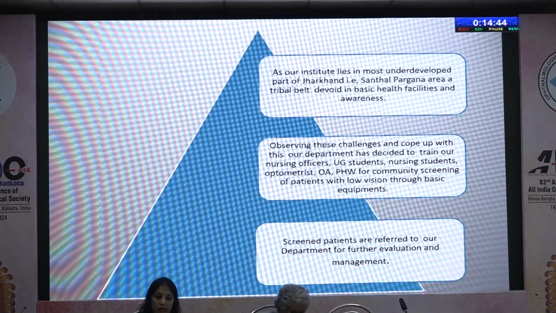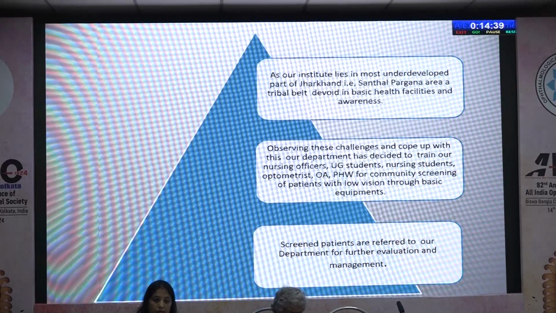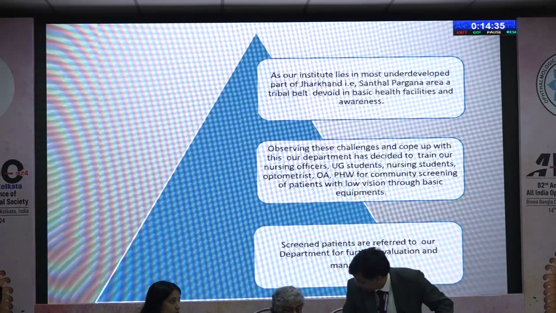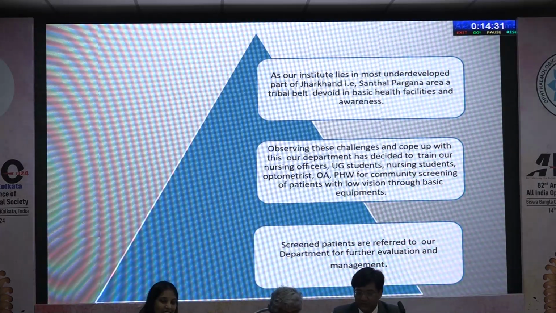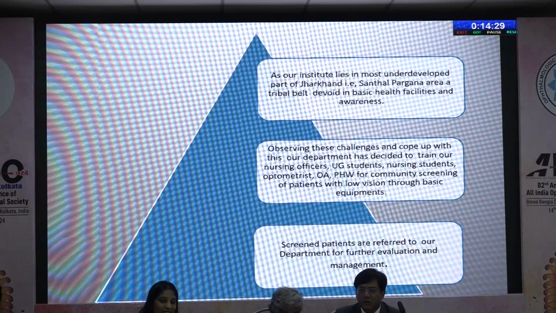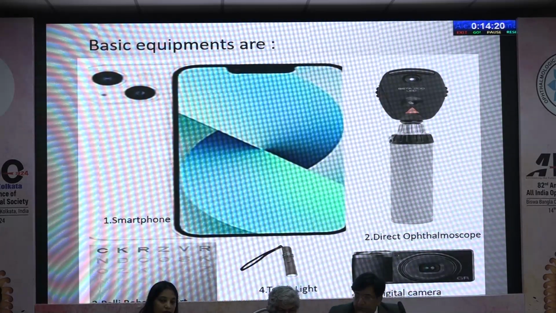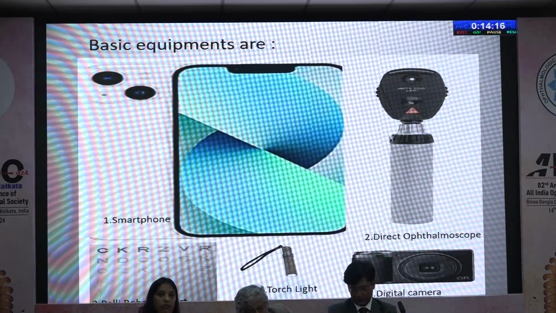Observing these challenges, our department has decided to train our nursing officers, undergraduate students, nursing students, optometrists, ophthalmic assistants, and peripheral health workers for community screening of patients with low vision through basic equipment. Screened patients are referred to our department for further evaluation and management. These are some basic equipment we use: smartphone, direct ophthalmoscope, Pelli-Robson chart, torchlight, and digital camera.